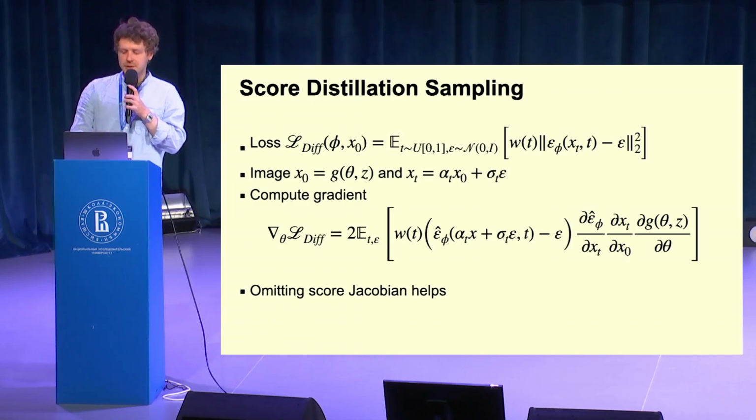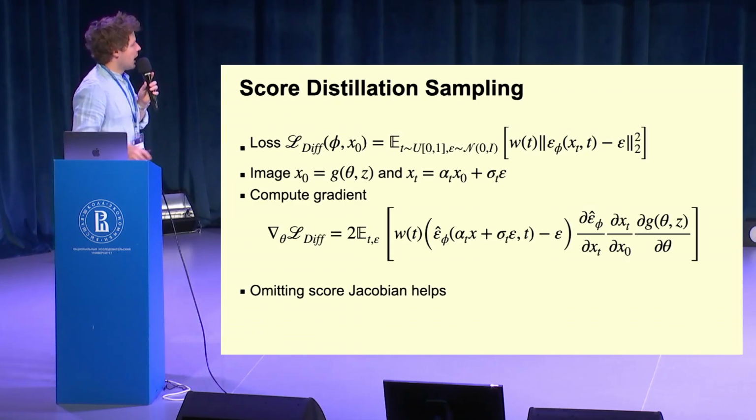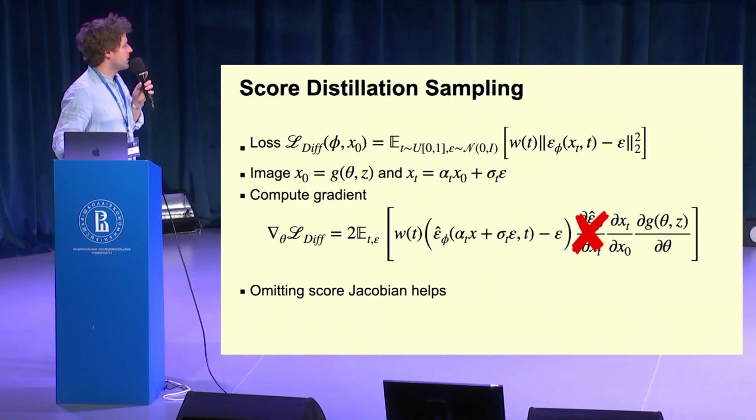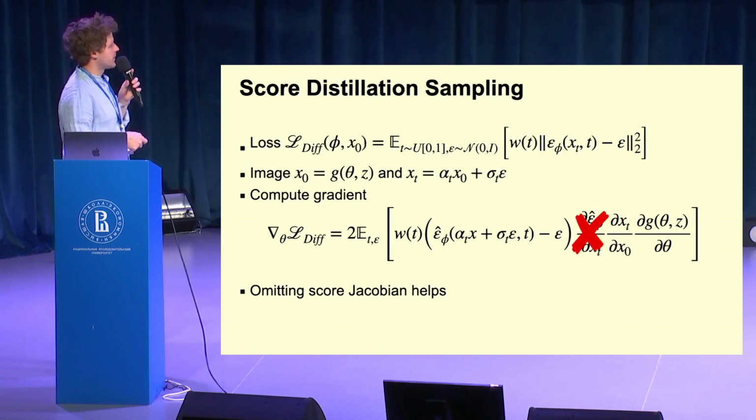So what is the nice trick? The nice trick is to omit one of the terms in the gradients. Let's look at the gradients a little closer.